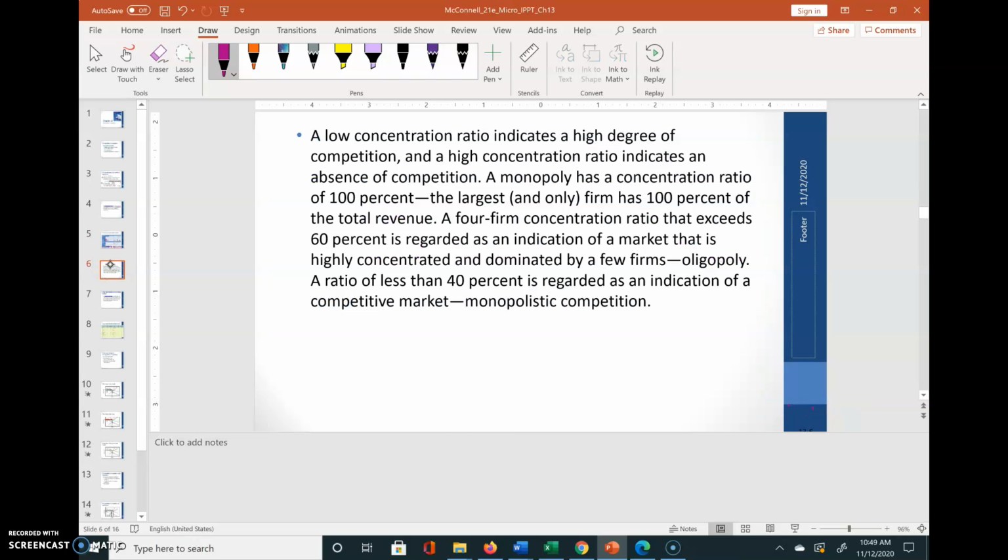Alright, so here is some more explanation of the four-firm concentration ratio. If it is more than 60%, that is definitely oligopoly. Monopolistic, it should be less than 40%. Monopoly, 100%. And like we saw, a low concentration ratio indicates a perfectly competitive market structure.